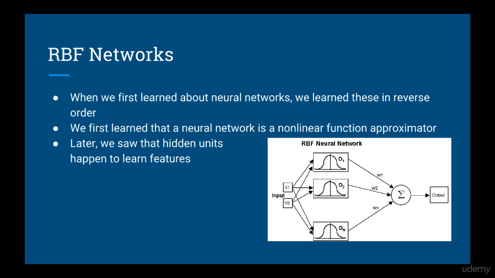Keep in mind that when we first talked about neural networks, we actually looked at them from the reverse perspective. We first looked at the neural network as a big nonlinear function approximator, but then we learned that one way to think of the hidden units is that they were automatically learning feature representations of the input.